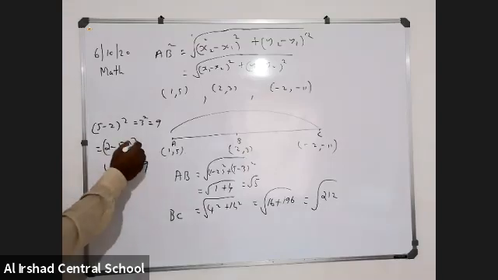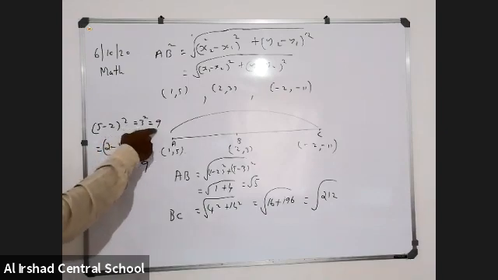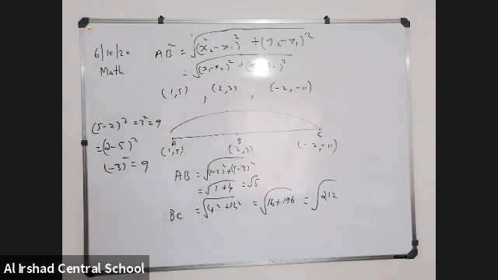What is here? Minus 3 square, 9, isn't it? 3 square is 9? 3 square is 9. Minus 3 whole square is 9. What are you telling? Root of 9 is plus or minus 3. Are you sure?